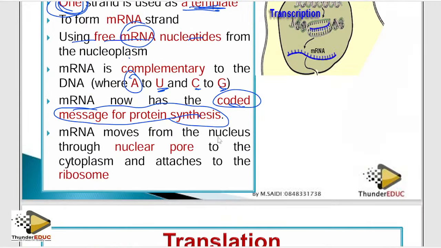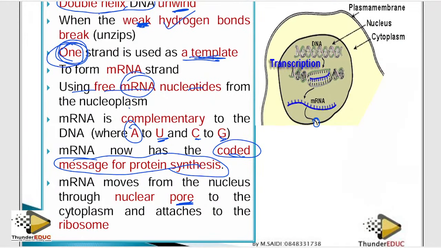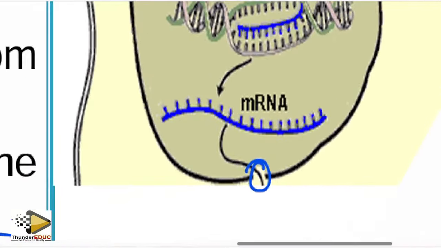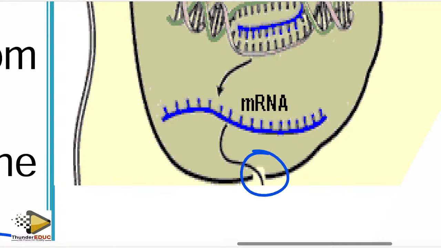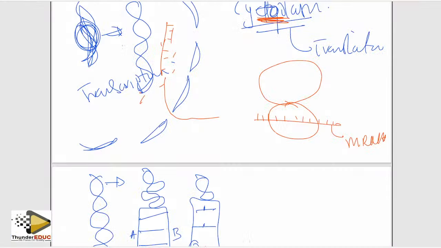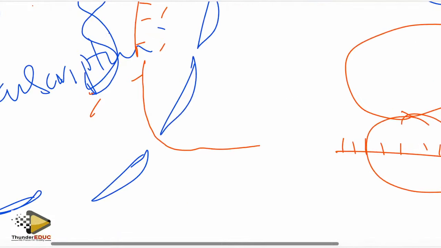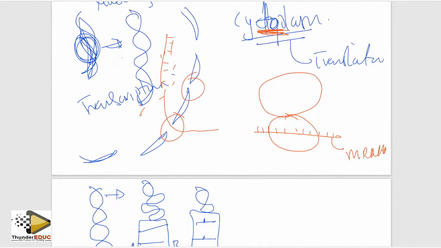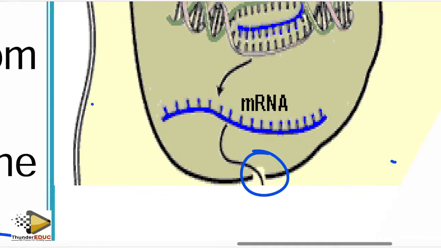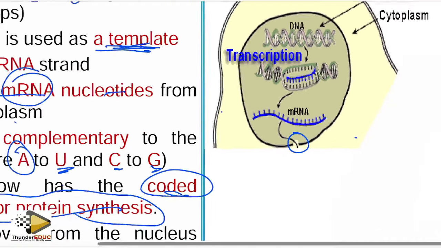Yes, the messenger RNA moves from the nucleus through the nuclear pore. So it passes through these holes you see. Let me zoom it out so that you see it clearly. Yes. So you see this hole, that's where it passes. Yes, it passes into these small holes. And then after that, if you look at our diagram here, you see that it's moving out of the nucleus through these holes, you know? Yes, so that hole is called the nuclear pore, the pore of the nucleus.